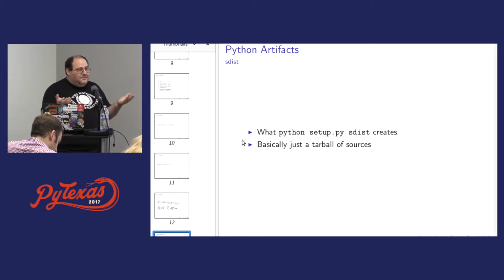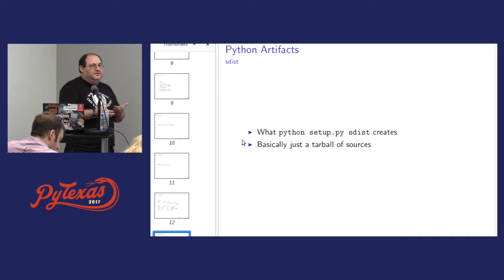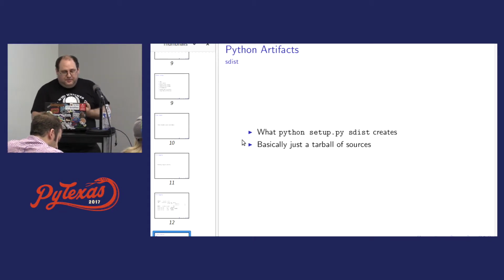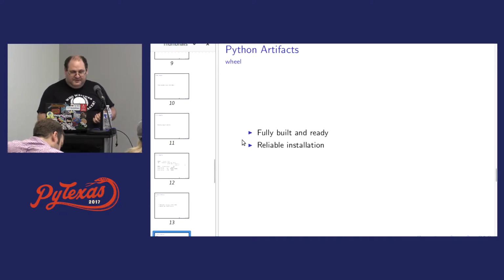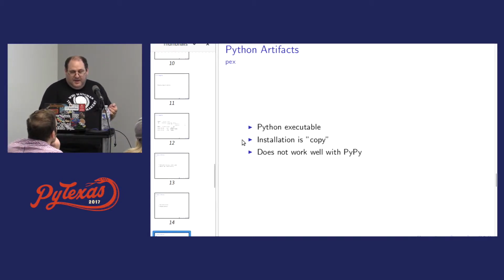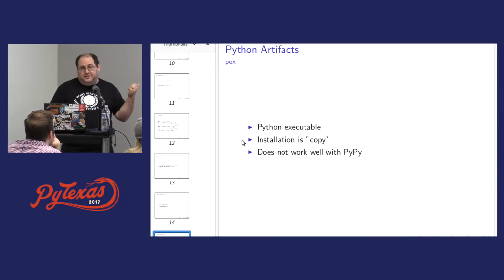Okay, so you want to build a Python image. You're going to talk about how to put the Python stuff in it. There's a few different ways to build Python artifacts. You can use an sdist, which is basically just a tarball of sources. You can use a wheel, which is basically fully built and ready. Installation is pretty reliable. And you can use a PEX. That's one of my favorite things. It's basically a wholly contained Python executable with all the third-party dependencies, so the installation is just a copy.